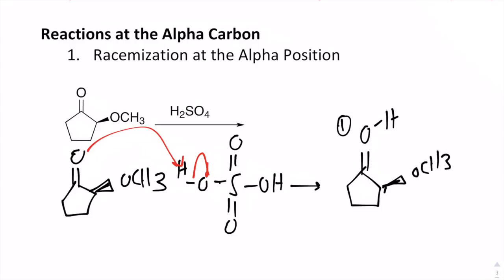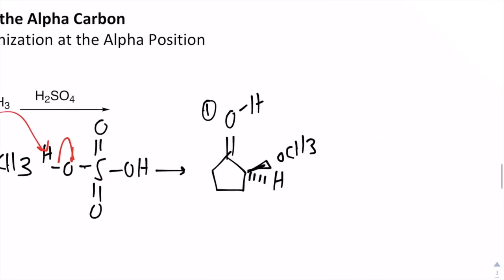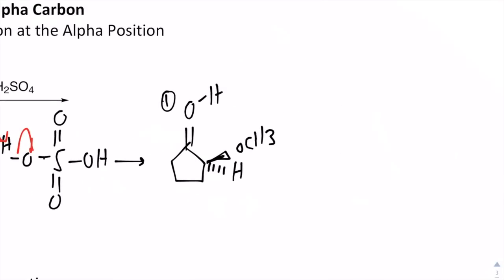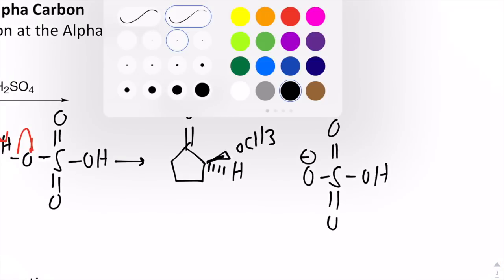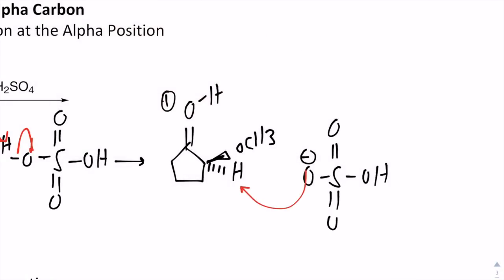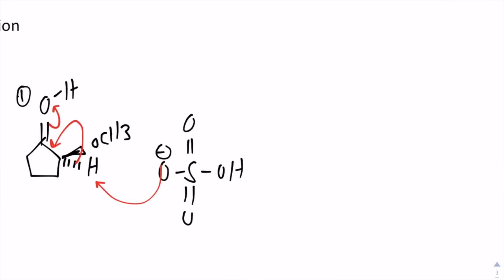So now I'm just going to draw in the hydrogen on a dash to show you why that is in the mechanism in a second. I'm going to draw the conjugate base of sulfuric acid because we just formed that in the last step. The role of the conjugate base now is to remove the hydrogen from the alpha position, donate that electron density into the ring, and then push those pi electrons up.